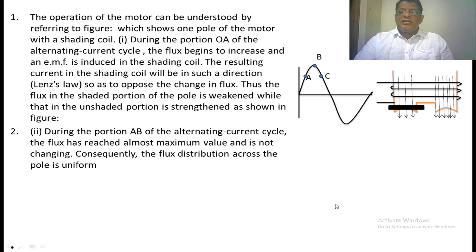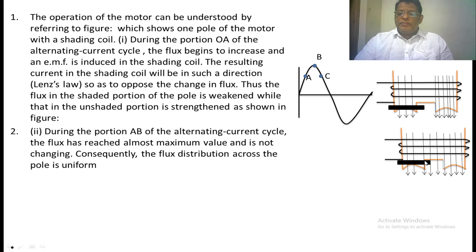In the second case, when the current is changing from A to B, there is not much change, it is almost constant. So there is no rate of change of flux linkage with the copper coil. So no voltage is induced here, and no current passes through the copper coil. There is no flux opposing the main flux. So the flux will be uniformly distributed throughout the pole.